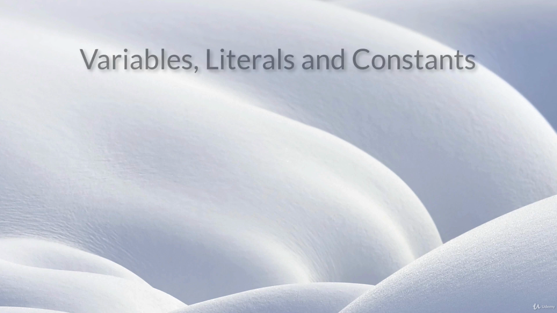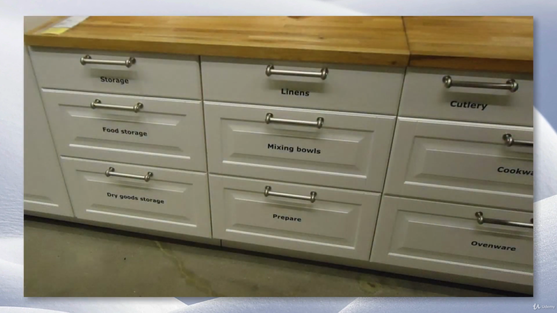In this video, we will look at variables, literals, and constants in Java. Let us start with variables. I will use this cabinet to try and explain how variables work. Variables are used to store information to be referenced and manipulated in a computer program. They also provide a way of labeling data with a descriptive name, so our programs can be understood more clearly by the reader and ourselves.